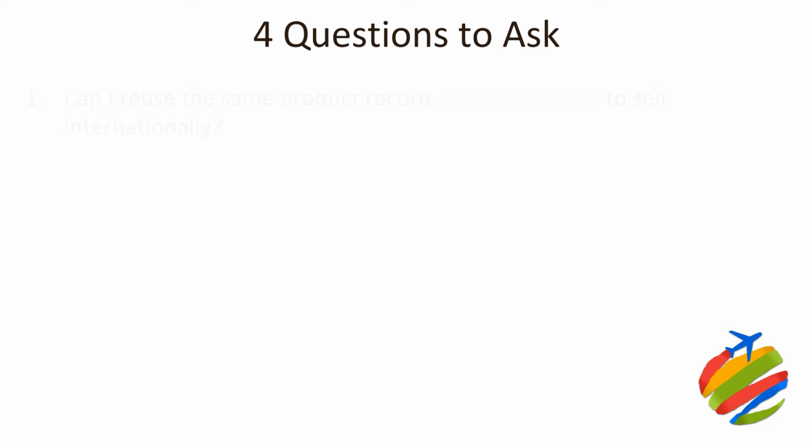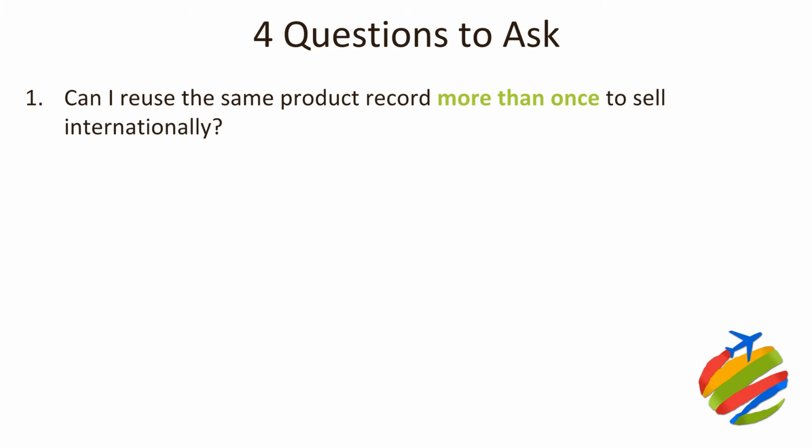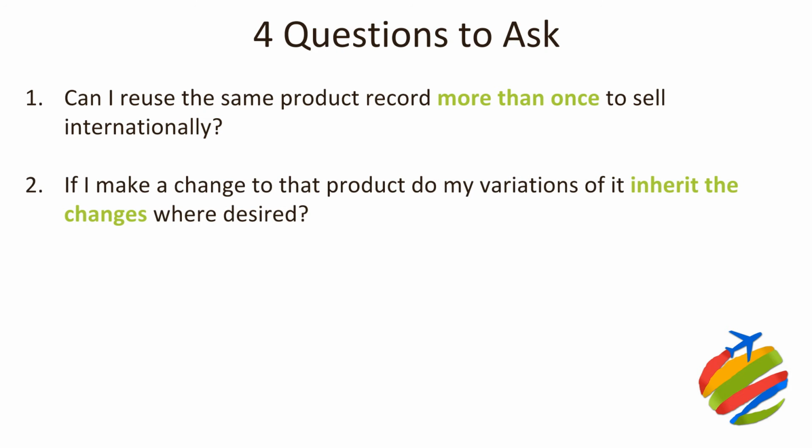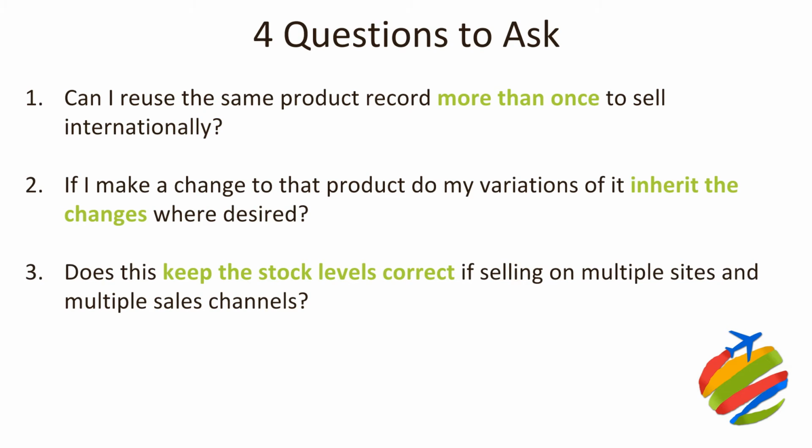Yes, sure. So number 1, the first question should be, can I reuse the same product record more than once when I want to sell internationally? Number 2 is, if I make a change to that product, do my variations of it inherit the changes where desired? Number 3 would be, does this keep the stock levels correct if I'm selling on multiple sites and multiple sales channels? So that's just like I explained a few moments ago. You've got the same item on multiple sales channels. If you receive a sale on one of them, does it go and update the other sales channel for you for the full quantity as well?